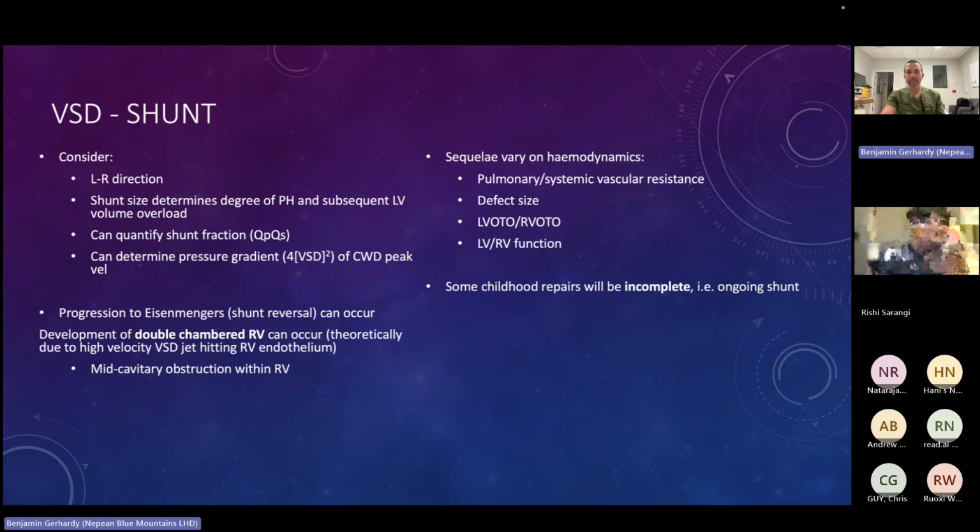Even some childhood repairs can be incomplete, so there'll be residual, very small blood flow through it, despite the fact that they've had the sternum split open and a whole lot of other stuff fixed.